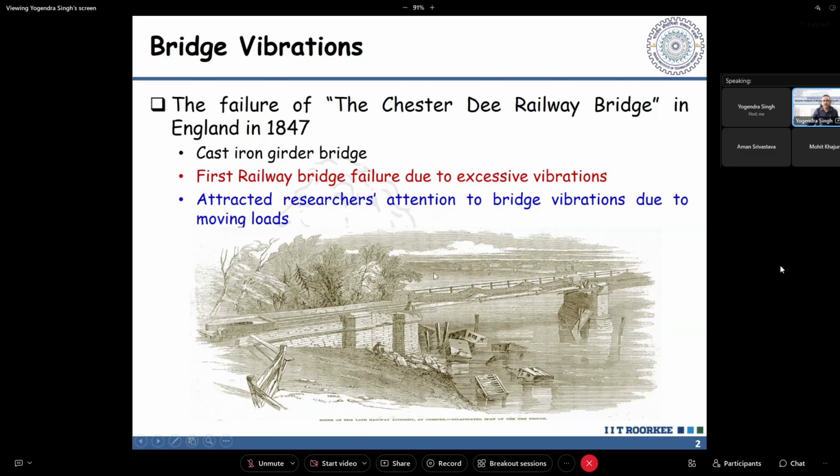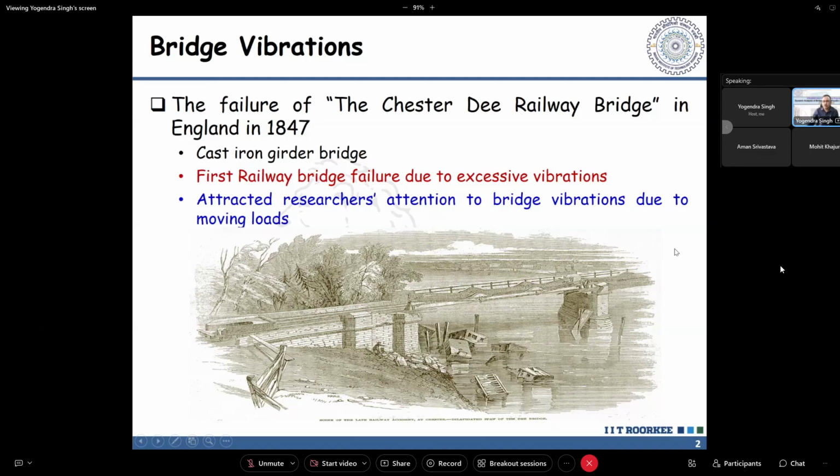And as you can see in this rendering, it is not a photograph. At that time, perhaps photography was not available, so somebody has made an artistic view of that. And you can see that the trains have fallen. So this problem of vibrations of the bridges was known.